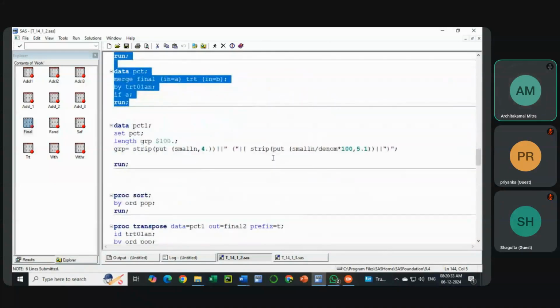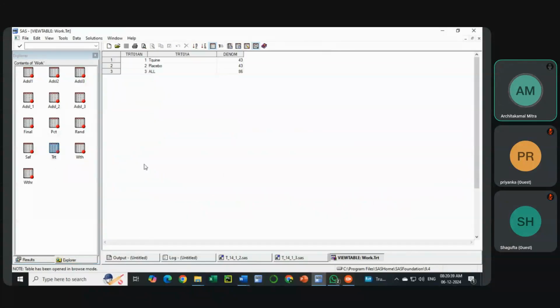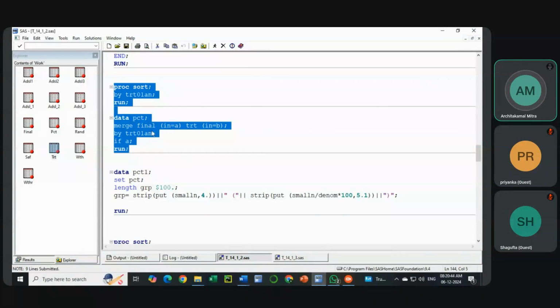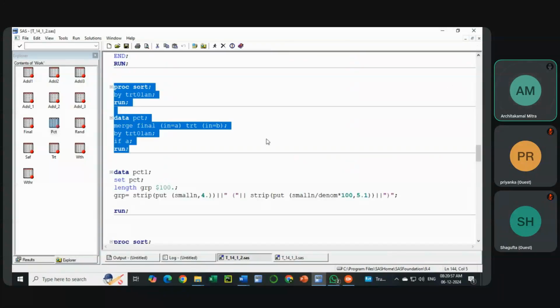For 1 second. Strip, we already have TRT here. TRT we have 43, 43, 86, correct? And when we have PCT, okay, so we have PCT and this one. So denominator is 43, 43, 43, 43, we have everything. Now we will just do a division.